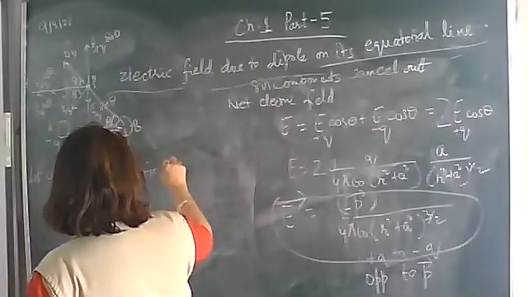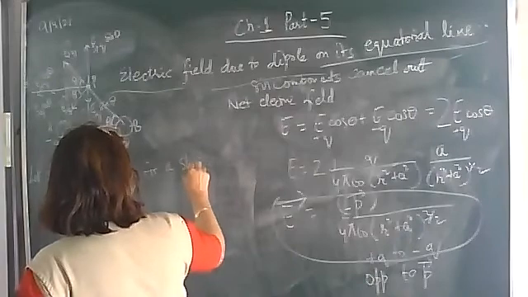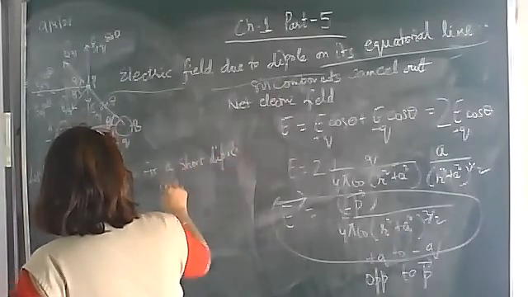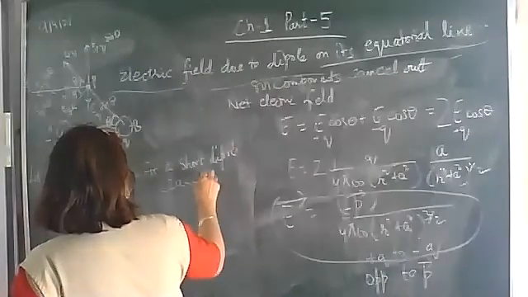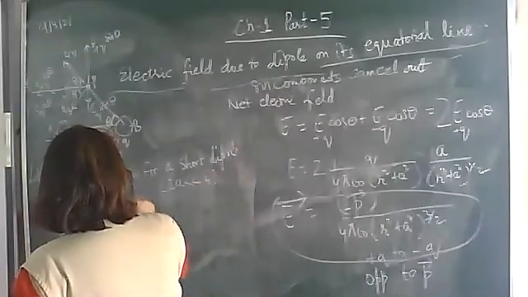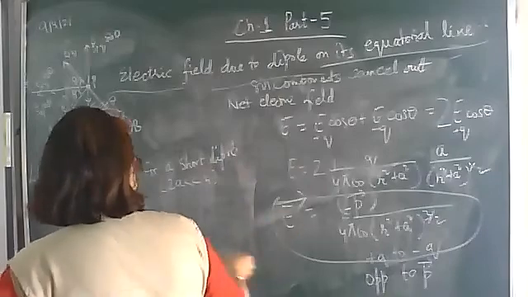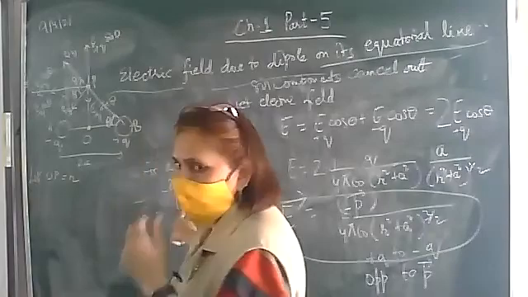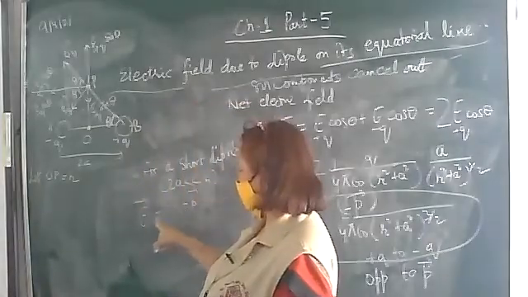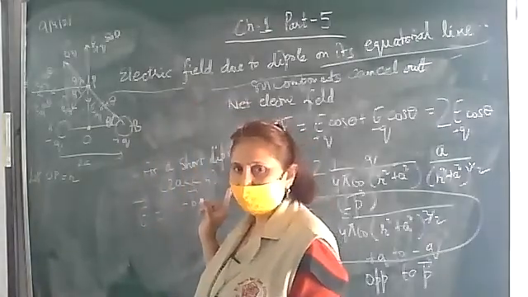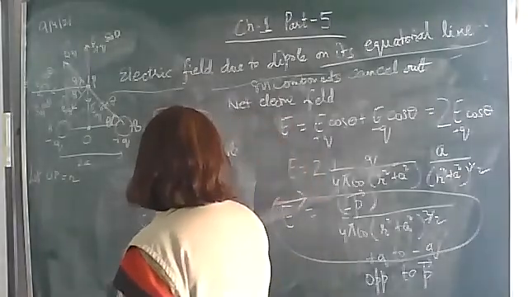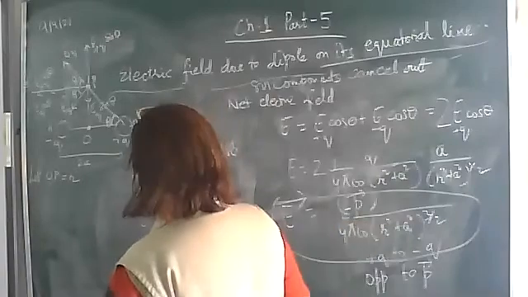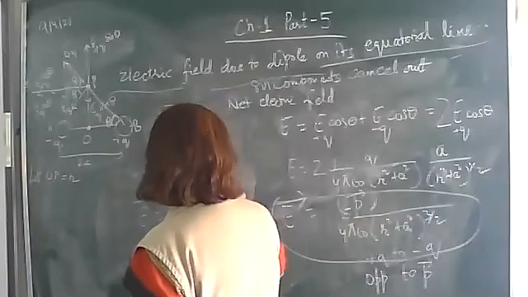Okay, so the case we are considering is for a short dipole. Short dipole, as we know, is the one in which 2a is much less than r. So the electric field is, okay, here you can write down minus p vector. What is this negative sign indicating? Only showing that the electric field and the dipole moment are in the opposite direction. Upon 4 pi epsilon naught r cube. Yes, r cube. Good.